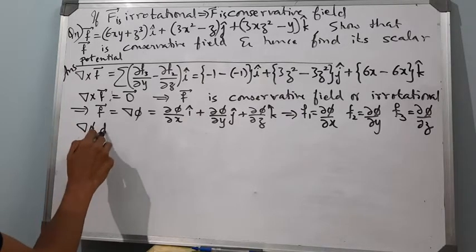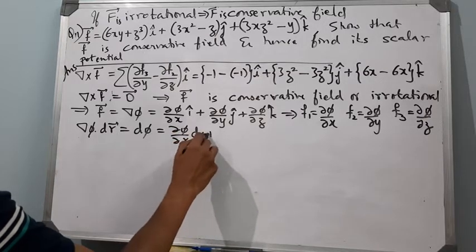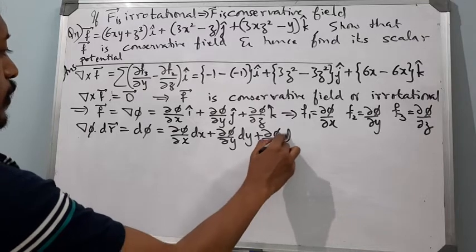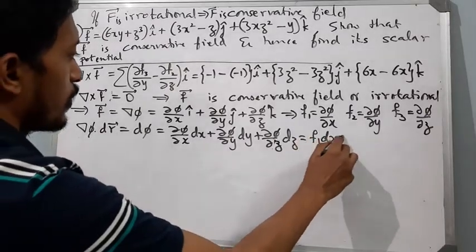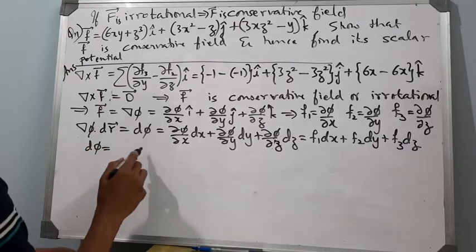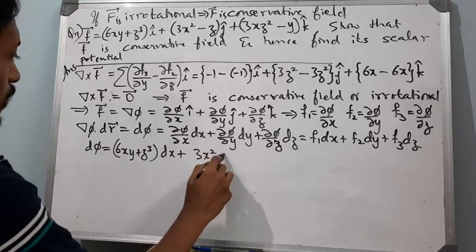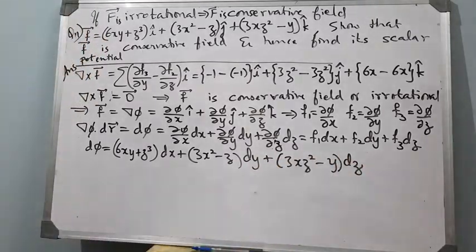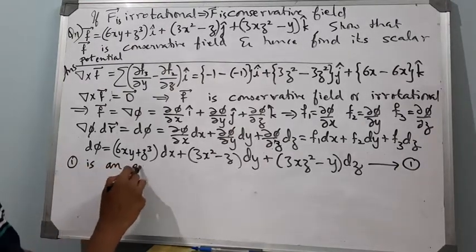Now grad phi dot dr is d phi, that is dou phi by dou x dx plus dou phi by dou y dy plus dou phi by dou z dz. We substitute for the partial derivatives, and we get F1 dx plus F2 dy plus F3 dz. So d phi equals (6xy plus z cube) dx plus (3x squared minus z) dy plus (3xz squared minus y) dz. We'll call this equation 1. Equation 1 is an exact differential equation.